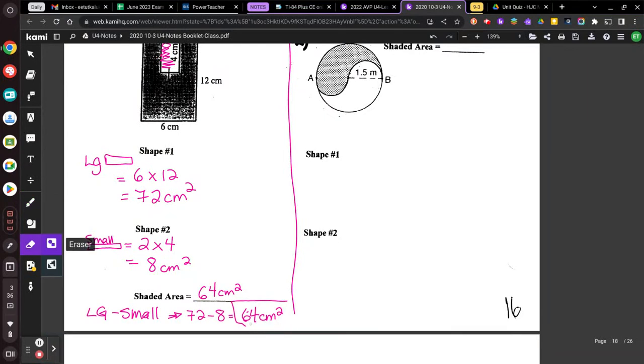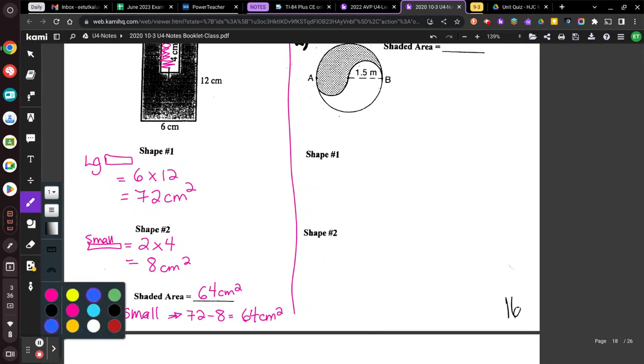Okay, that didn't turn out very well when I made that little rectangle. All right, so that was our final answer, 64 centimeters squared.